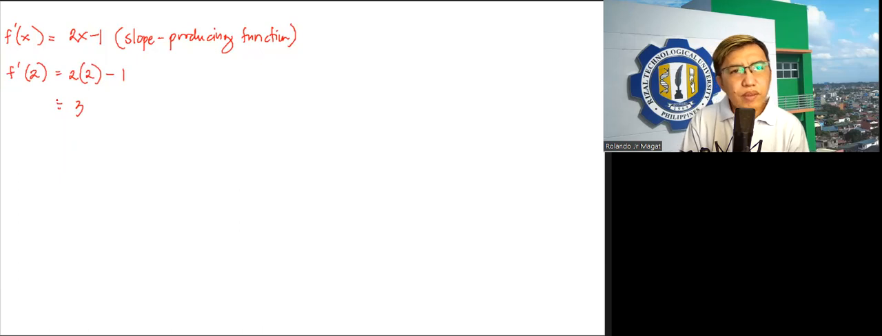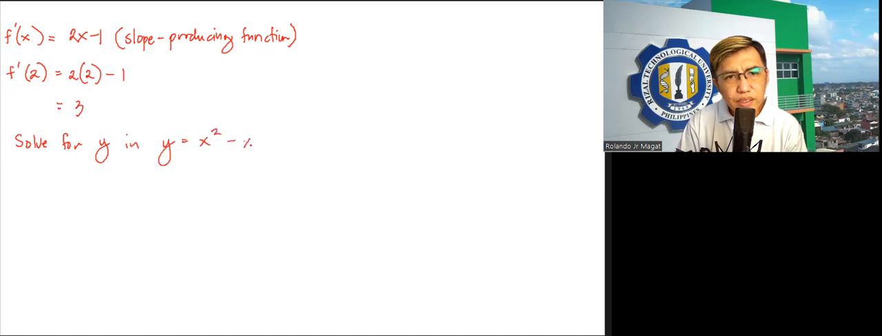So if we plug in a different value of x, the function f prime of x is equal to 2x minus 1 will also generate a different slope. So this one is called the slope producing function. So the slope is 3. So next is solve for y. Solve for y in y is equal to x squared minus x.